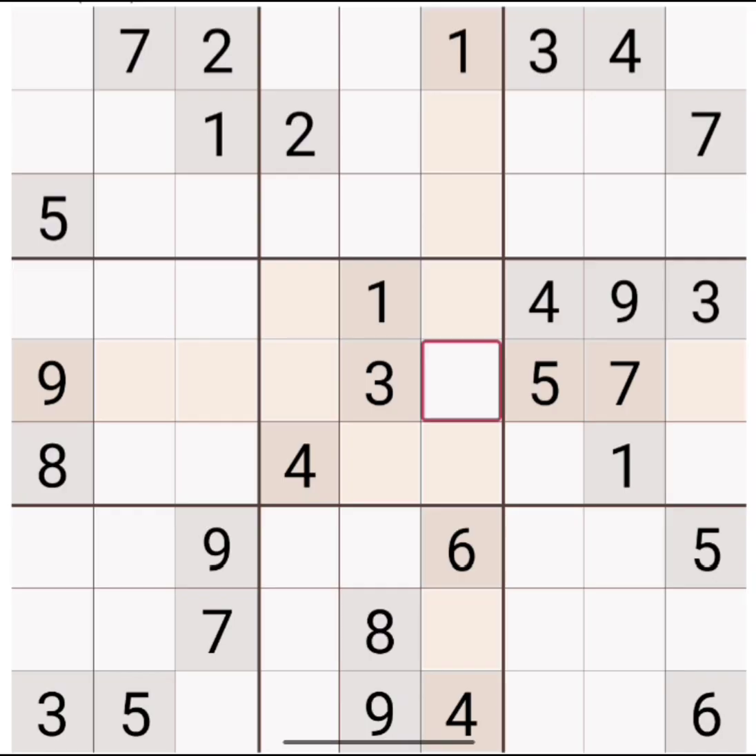Now let's get started. Now the last row, in this row 3, 5, 9, 4, 6 are there, 1, 2, 7, 8 are missing. Okay, so let's see this cell. In this cell, we cannot give 2, 1, 7 in this place. So we'll write 8 here. Now in this cell, 1, 7 are there in the same column. So we'll write 2 here. Now 1 and 7 are for these two places.